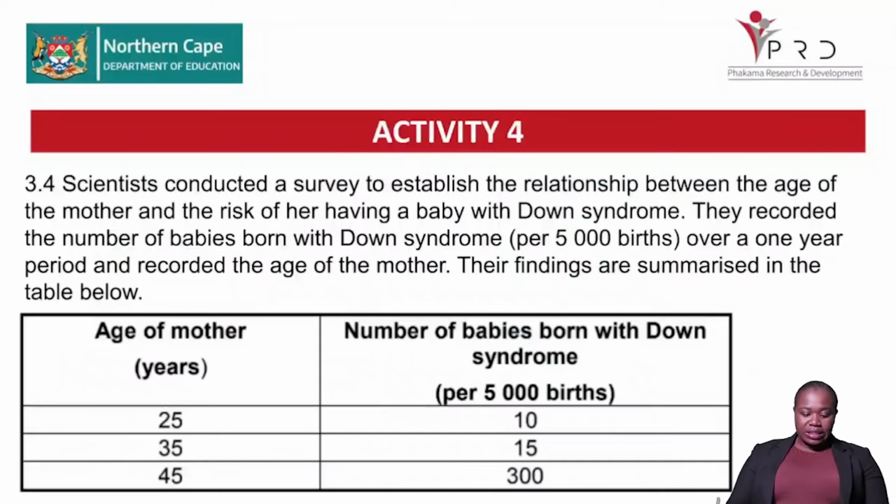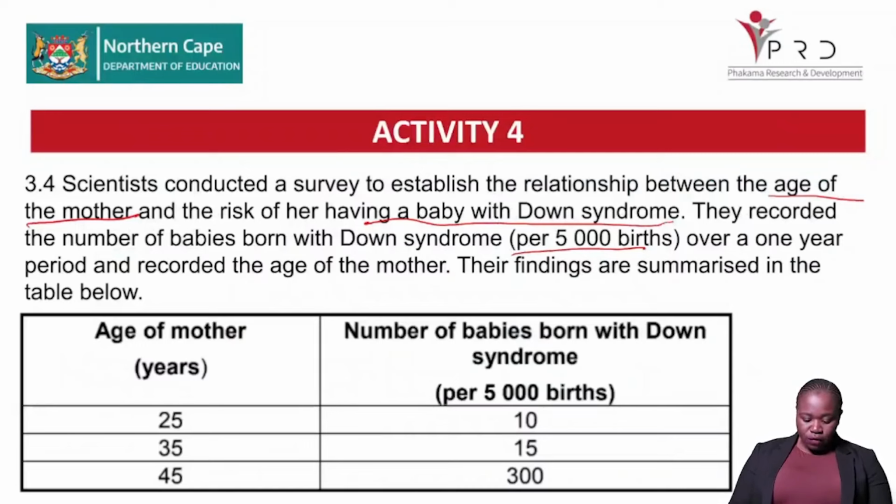3.4 says scientists conducted a survey to establish the relationship between the age of the mother and the risk of her having a baby with Down syndrome. They recorded the number of babies born with Down syndrome per 5,000 births over a 1-year period and recorded the age of the mother. Their findings are summarized in the table below.